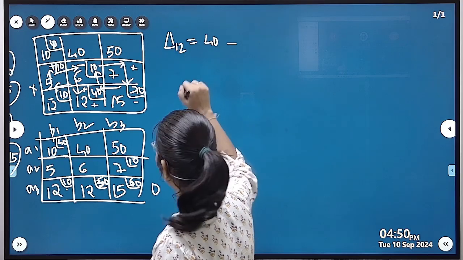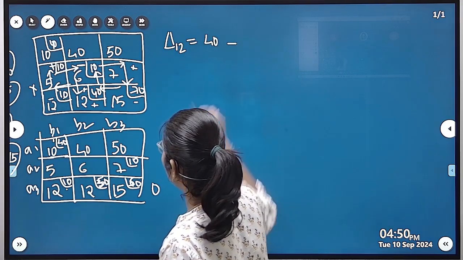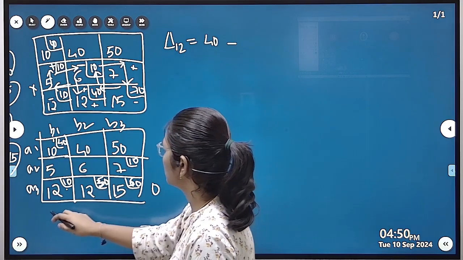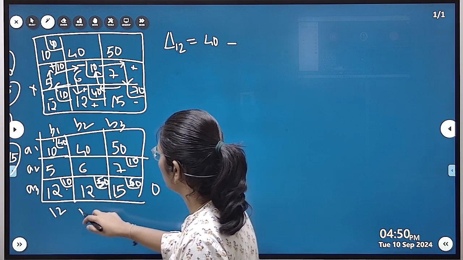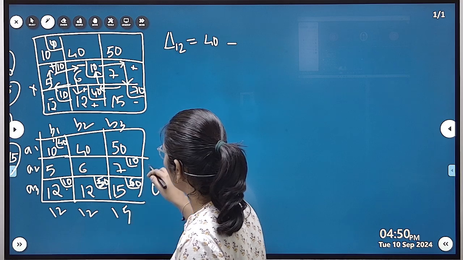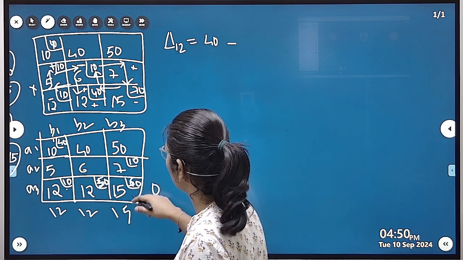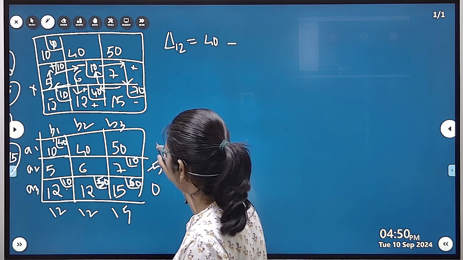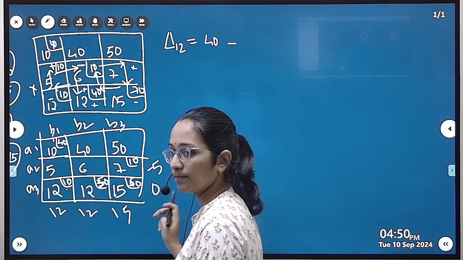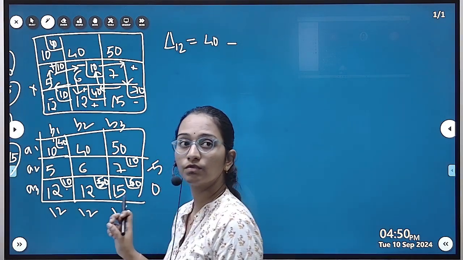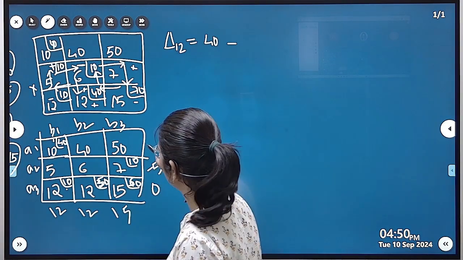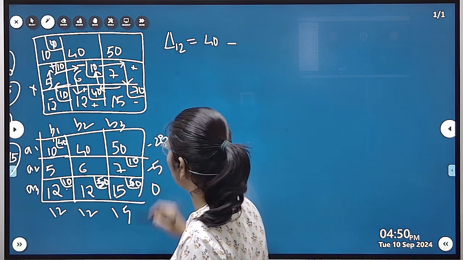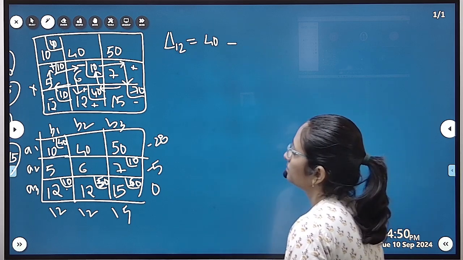So now we need to make Dij values. So tell me, we'll make 0 here. So here it will be 12, 12, 15 and 10 minus 15 is minus 5, and here 40 minus 12, 28. So it's minus 28. Clear?